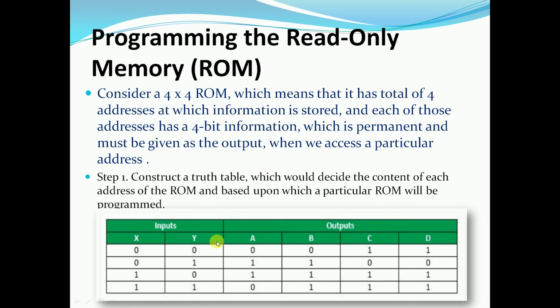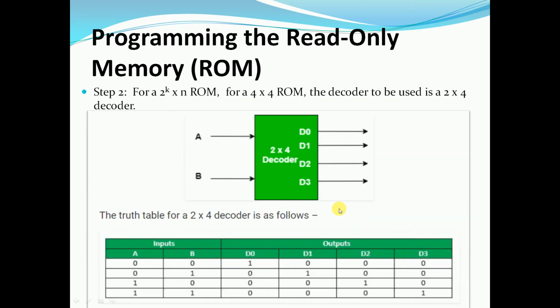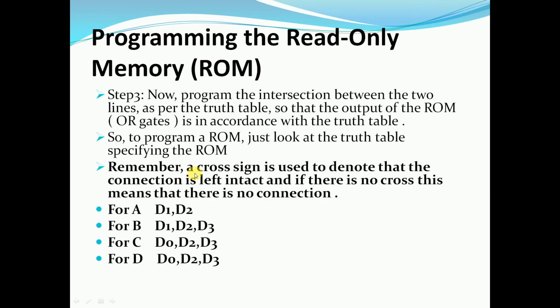That is this. As we can see, for A there are 2 ones, for B there are 3 ones, for C there are 3 ones, and for D there are 3 ones. Remember that a cross sign is used to denote the connection is left intact, and if there is no cross sign, that means there is no connection.